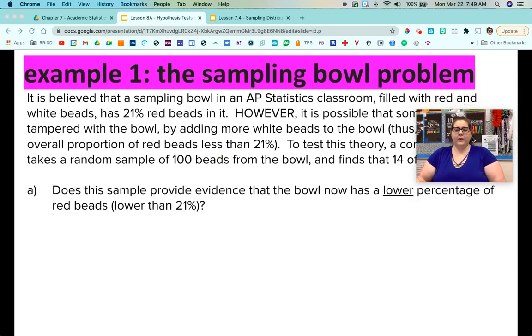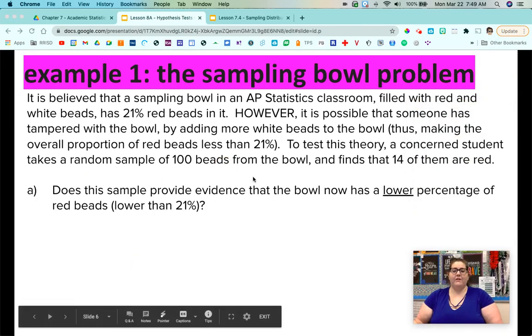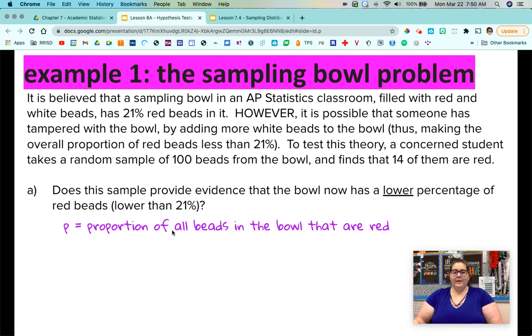So on our example, we are talking about the proportion of red beads that are in the bowl. That's kind of our goal in figuring out. So if I'm going to write my hypothesis that first way, my first step is to write out what is P. So P is the proportion of all the beads in the bowl that are red, or the true proportion of red beads in the bowl.